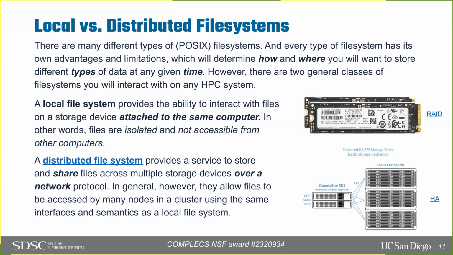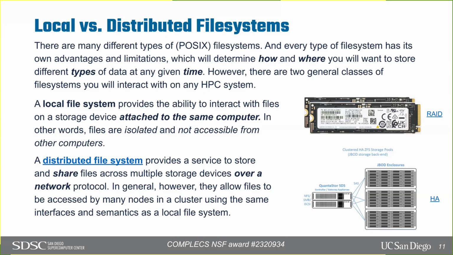A local file system stores files on a storage device that's attached directly to the same computer. It's like your laptop: your laptop has a hard drive in it, and all the files on your laptop are probably sitting physically on a storage device within the chassis of the laptop itself. The file system your operating system is using will be a local file system, accessing that local hard drive.